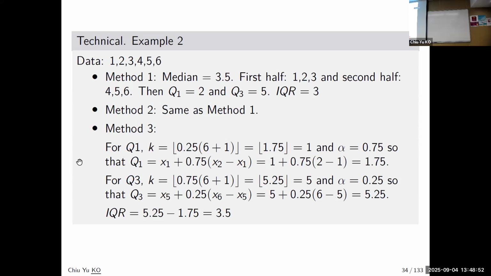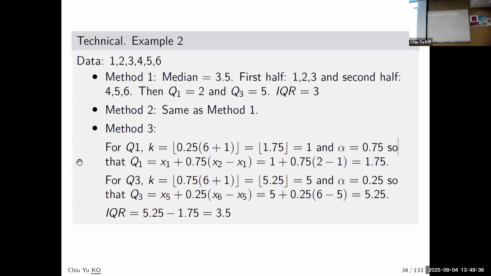So now let me give you an example. You have 1, 2, 3, 4, 5, 6. N is 6. N plus 1 is 7. Q1 is a quarter of that n plus 1, right? So it's a quarter of 7. So it's 0.25 times 7, which is 1.75. So what you do is you take the first observation x1 and three quarters, or 0.75, of the distance between 1 and 2. So that's what we get: 1.75 between 1 and 2.